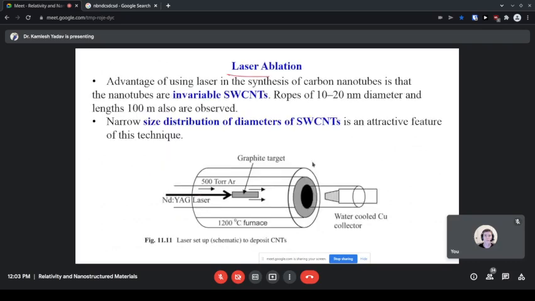And one is the pulse laser deposition method. Here we consider the graphite. Then we incident very high intensity laser light, and this is evaporated, and then we cool it. By cooling, we can crystallize these vapors into the form of a solid, and then we can obtain various diameters of single wall carbon nanotubes.